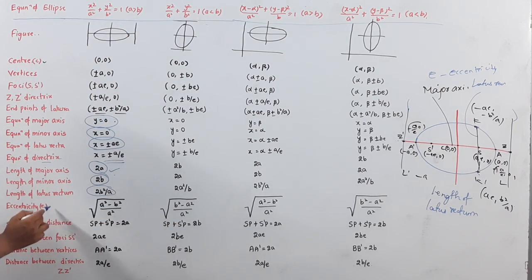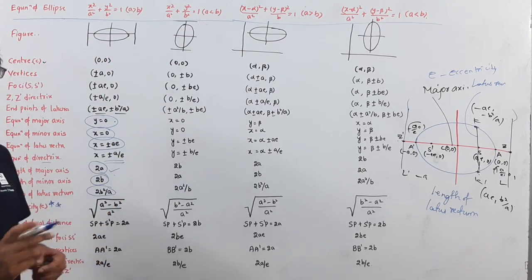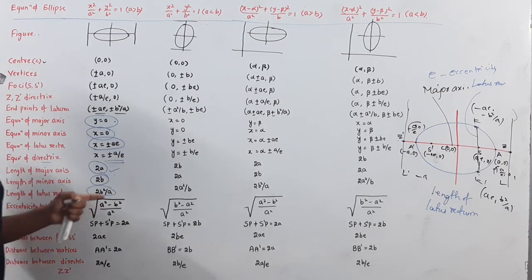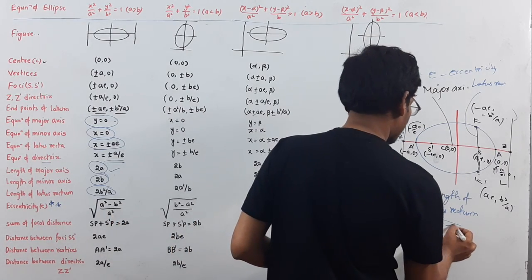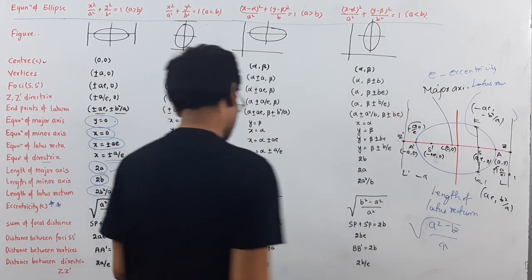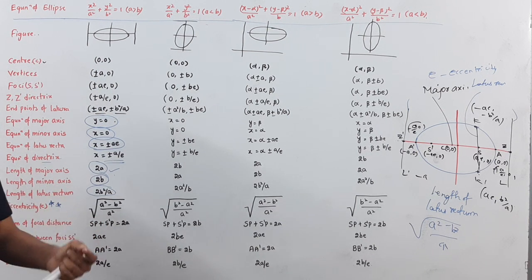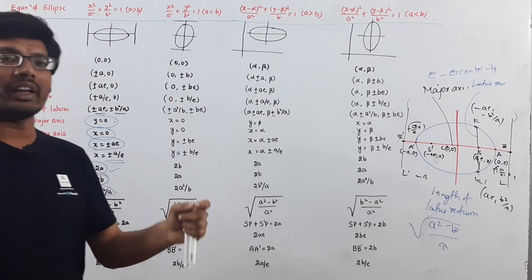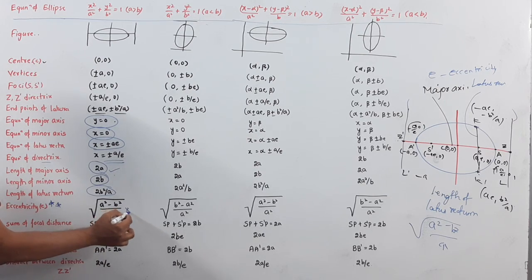And this is the most important point here. If you want to find the eccentricity of an ellipse, that is x square by a square plus y square by b square is equal to 1, it is equal to square root of a square minus b square by a square. This is the most important formula to find the eccentricity of an ellipse.